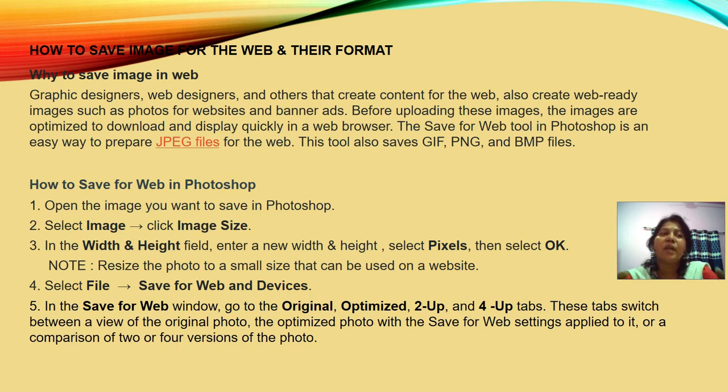Okay, so why are we using the width and height? Because you have to resize the photo to a small size. Okay, then select the File option, then click on Save for Web and Devices. In the Save for Web window, go to the Original, Optimized, 2-Up and 4-Up tabs. These tabs switch between a view of the original photo, the optimized photo with the Save for Web settings applied to it, or a comparison of 2 or 4 versions of the photo.